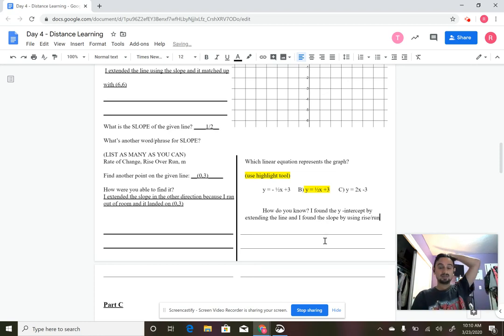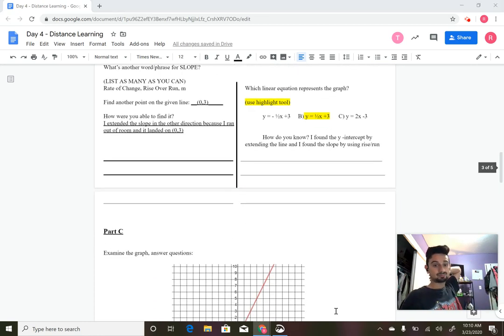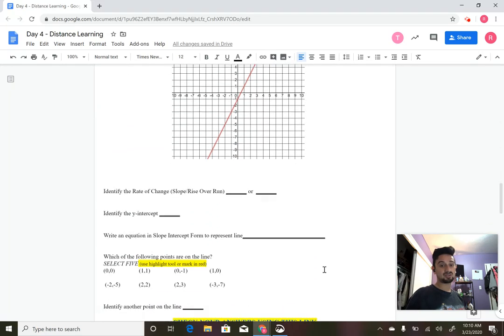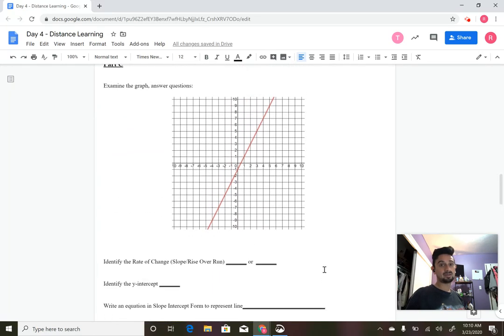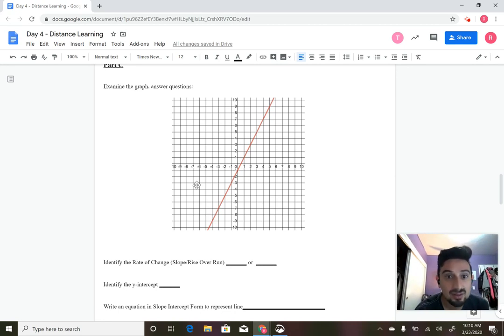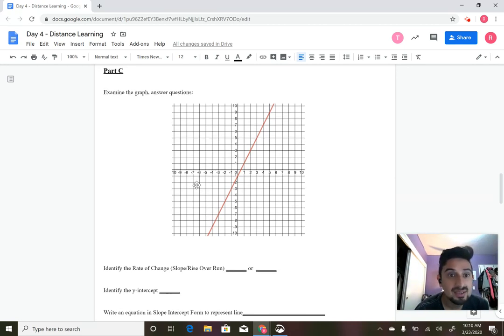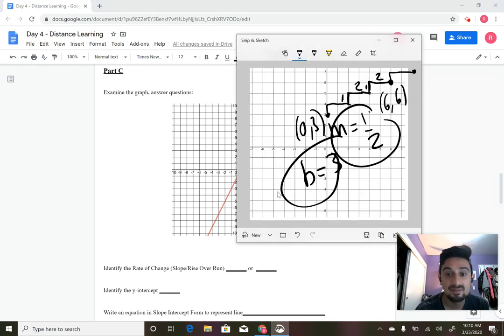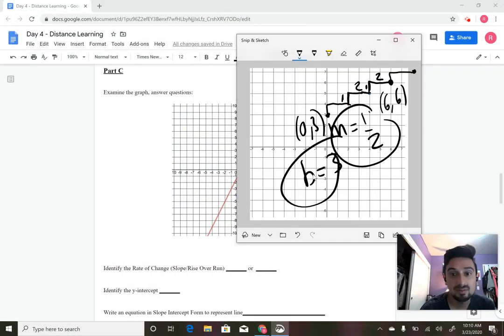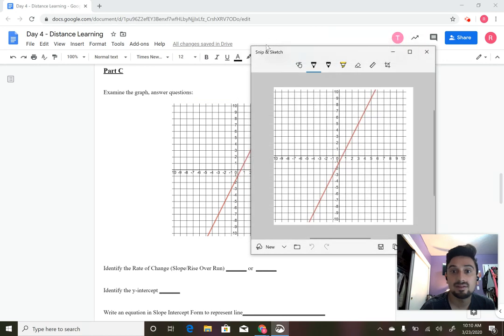Okay, so now from there, examine the graph and answer the questions. So let's look at that. So let's go with part C, examine the graph, answer the questions. Okay, I'm gonna snip that again. I can draw on it. Okay, that looks good. So let's go there.